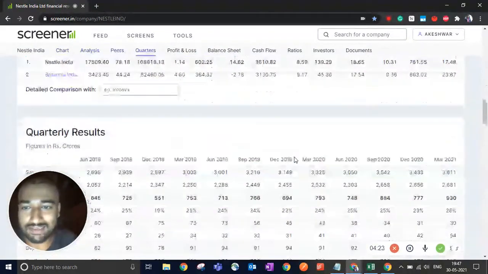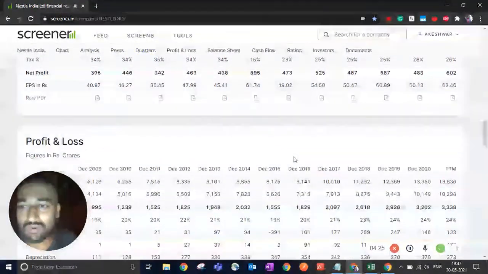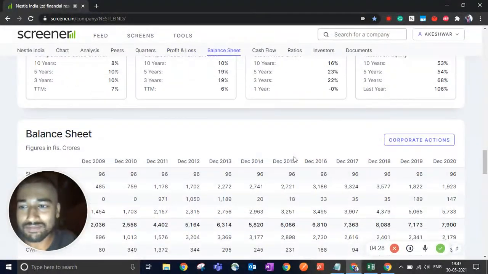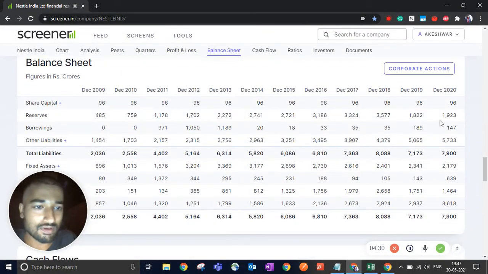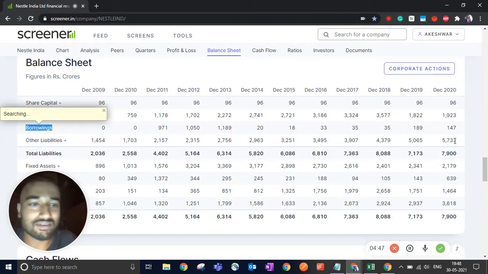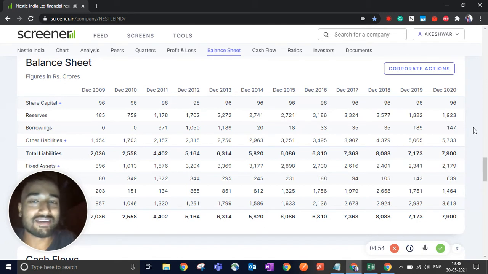Let's talk about Nestle. If you look at the balance sheet of Nestle, look at these two heads: share capital and reserves. 1923 plus 96, approximately 2,000 crore rupees. 2,000 crore rupees is the equity value of Nestle. And just scroll down to check out the borrowings. So borrowings is 147 crore rupees. So similar to our example, we had an equity of 1 lakh rupees and we had taken a loan of 1 lakh rupees from the bank.